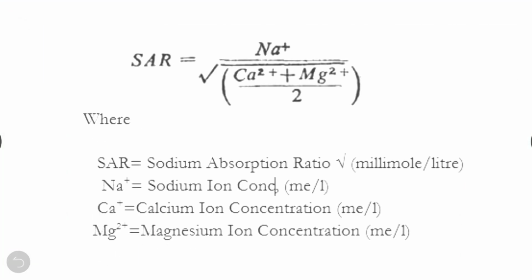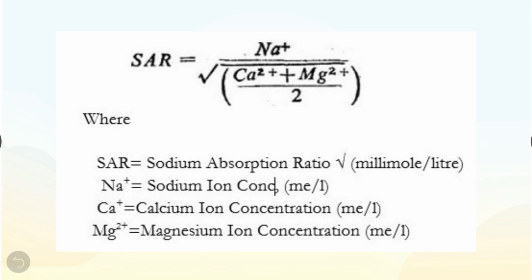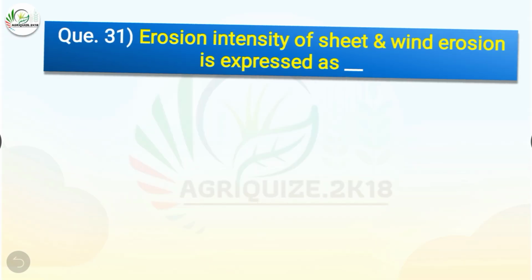So the sodium adsorption ratio is equal to the sodium ion concentration divided by the square root of the calcium ion concentration plus magnesium ion concentration divided by 2. Question number 31.